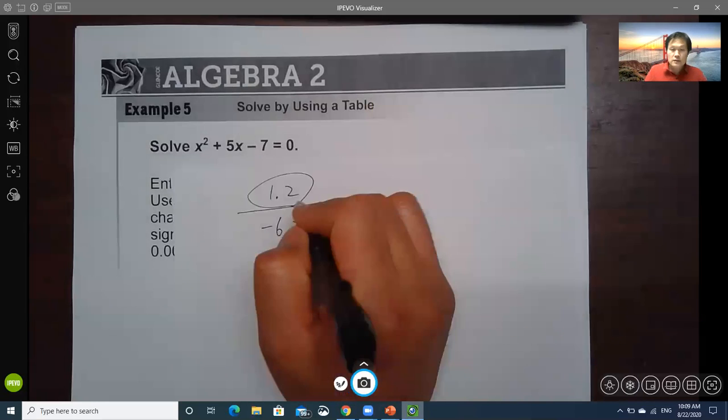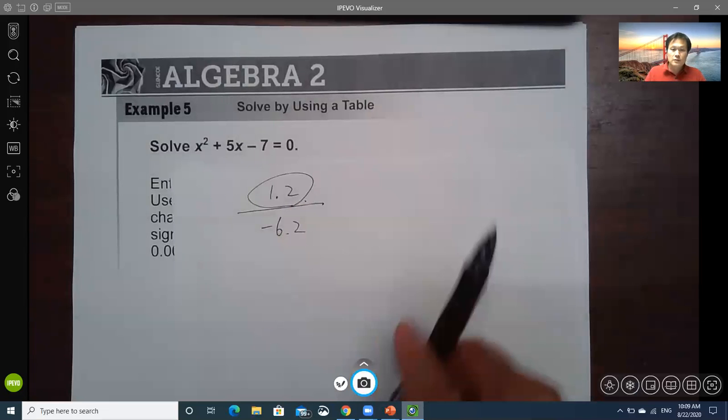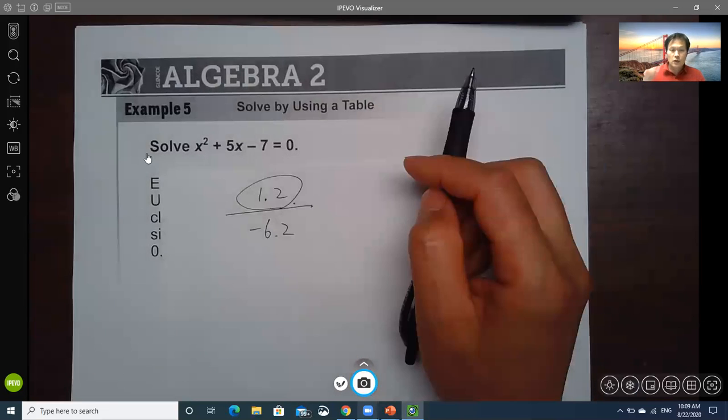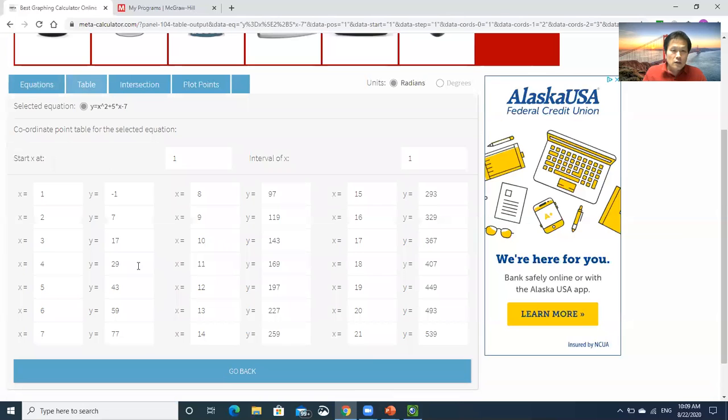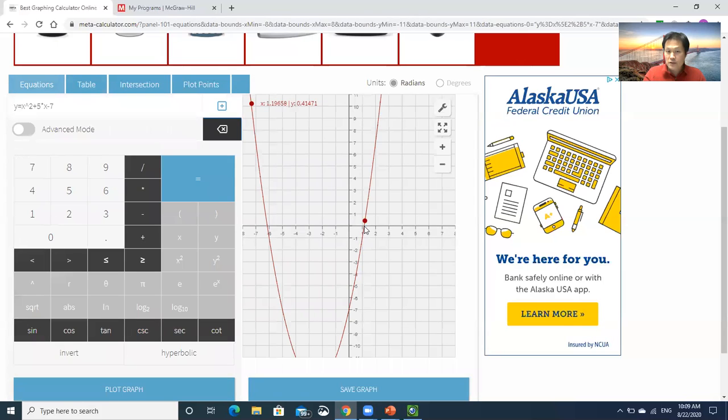Let's try to get this exact value, maybe to 2 decimals. Let's see if you can do that using this table. Go to the table. You're looking for a sign change in y. Do you see the y value is minus here, and the y value is positive here? So you should know something happened between 1 and 2. It should be 1 point some decimal, because the y value changed from -1 to 7, which you could have gotten from the equation. It should be 1 point something.